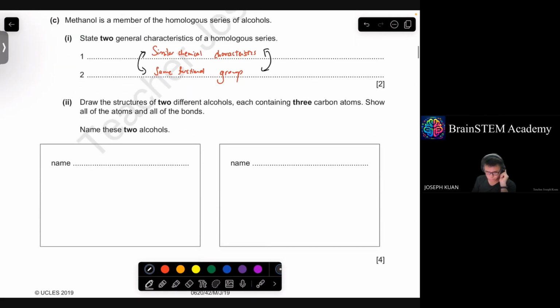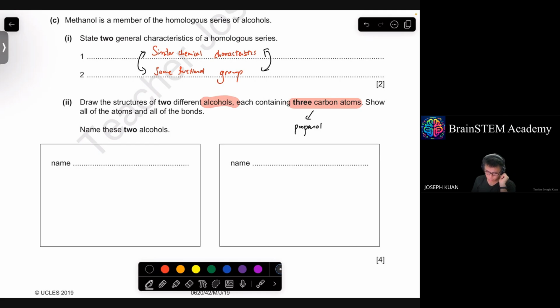Meanwhile, moving on to 2, draw the structures of 2 different alcohols, each containing 3 carbon atoms. Show all of the atoms and all of the bonds. Name these 2 alcohols. So when you're talking about an alcohol with 3 carbon atoms, we should expect seeing propanol.